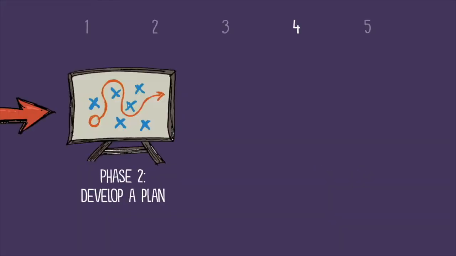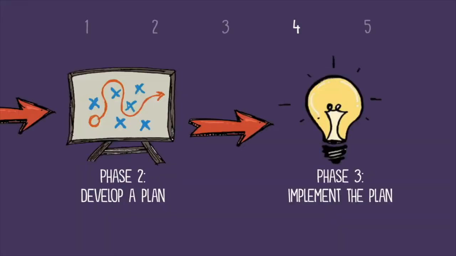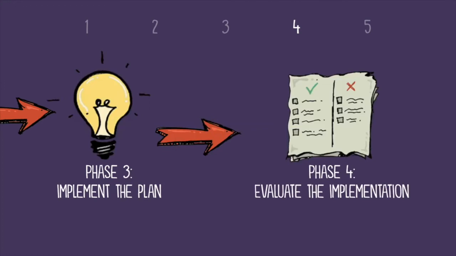The next phase is the implementation of the plan. In this phase, students test out their plan to see if they can solve the problem. And then finally, they move to the last phase where they evaluate the implementation. Here, students analyze the results and they also reflect on the process.